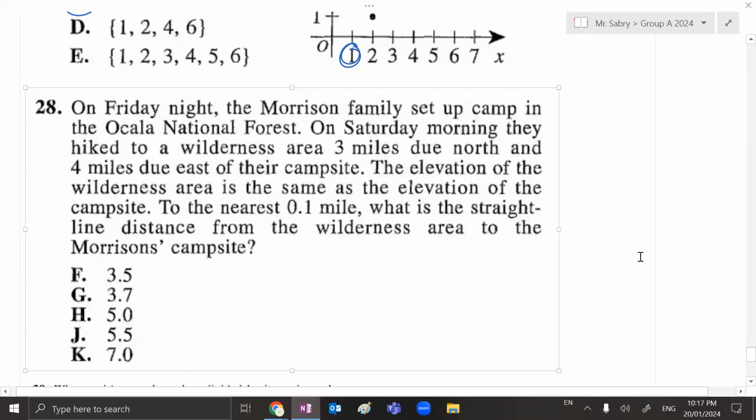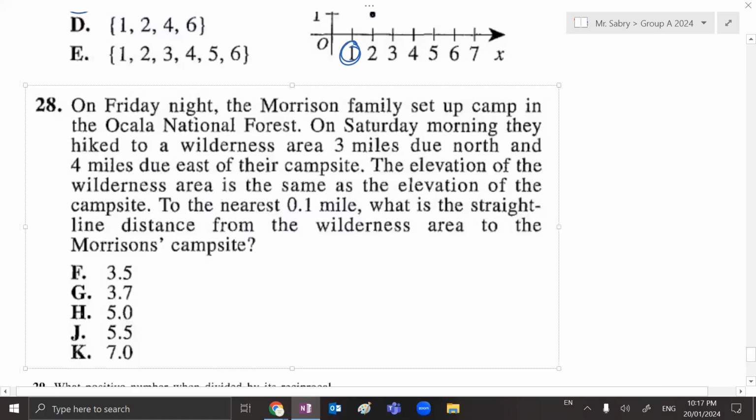28. On Friday night, the Morrison family set up camp in the Ocala National Forest. On Saturday morning, they hiked to a wilderness area 3 miles due north. So they went due north, 3 up, and then 4 miles due east to their camp. So they went right 4 miles. The elevation of the wilderness area is the same as the elevation of the campsite. What's the straight line distance? So they need this distance.